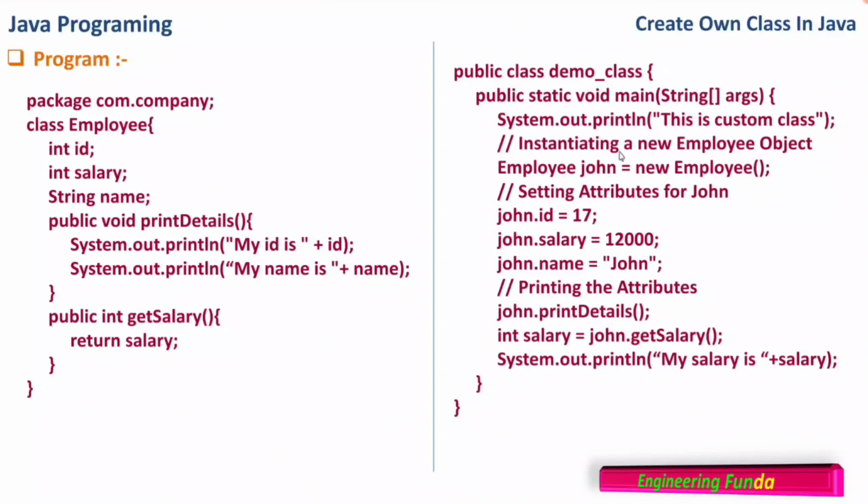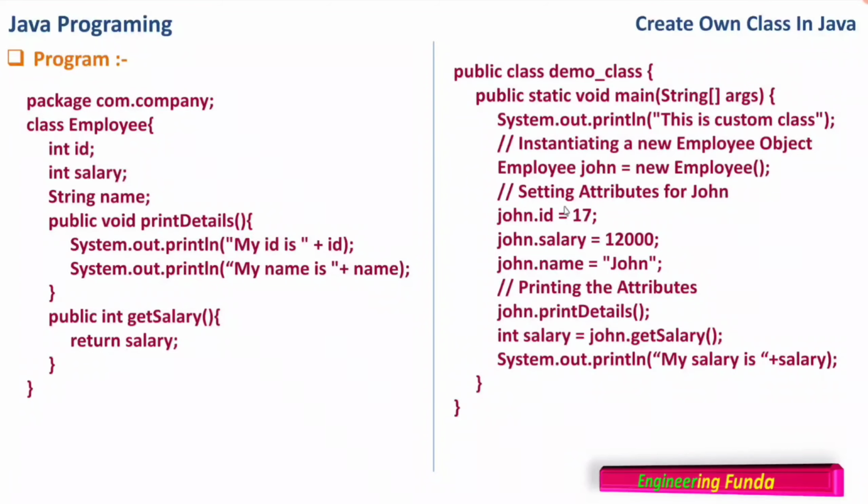Now we are instantiating a new Employee object: Employee john equals new Employee. Here we are calling the constructor of Employee. Now you can see there is no constructor written. Java handles this, so there is always a default constructor present in the class. Then john will be initialized.